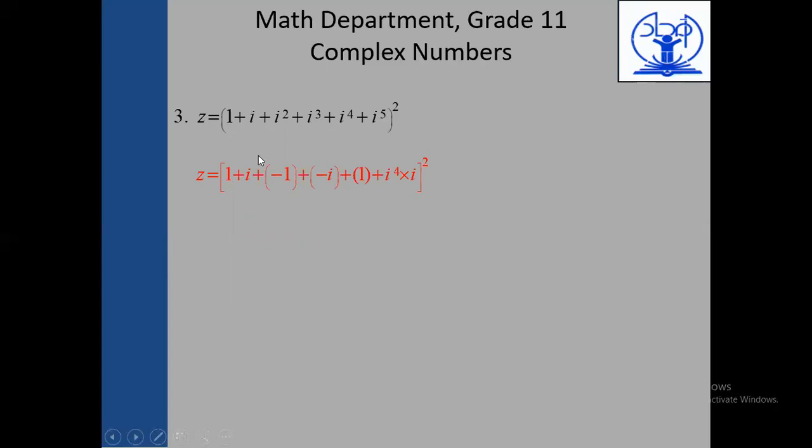So 1 is 1, i, i squared is negative 1, i cubed is negative i, i to the 4 is 1, i to the 5 is i to the 4 times i, which is i. Simplifying this, all the expression inside the brackets is reduced to 1 plus i. Now (1 plus i) to the power 2 will be a squared plus 2ab plus b squared, which is 2i, since i squared is negative 1. So the final answer is 2i.